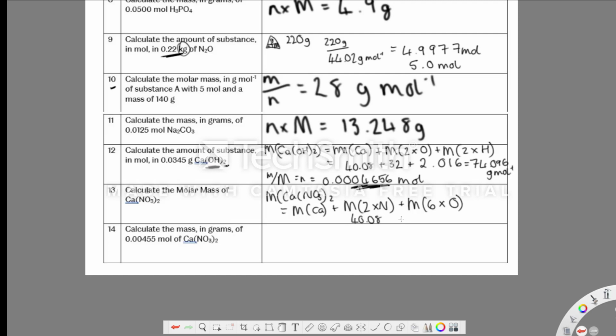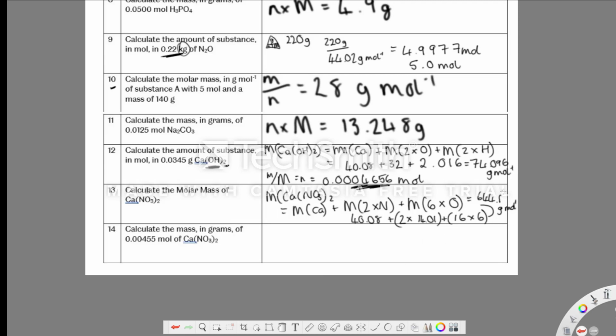Okay, so our sum for that is 40.08 plus 2 times 14.01 plus, and I'm going to put that in brackets so our calculator doesn't have a panic attack and give us the wrong number, 16 times 6. And that ultimately gives us 644.1 grams per mole.